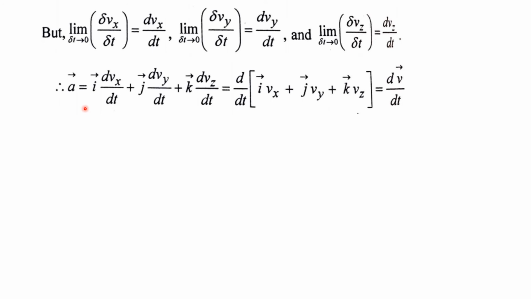Vector A equals i dvx by dt plus j dvy by dt plus k dvz by dt. Since we take d by dt common, we again write it in vector form: i Vx plus j Vy plus k Vz. Now what is this i Vx plus j Vy plus k Vz? Again one vector. That vector is v, and therefore acceleration is the rate of change of velocity. We get vector A equal to dv by dt.